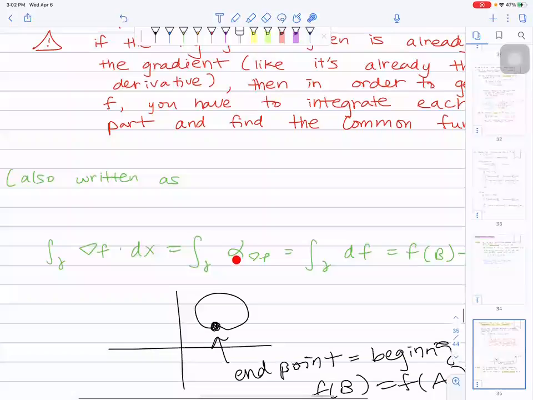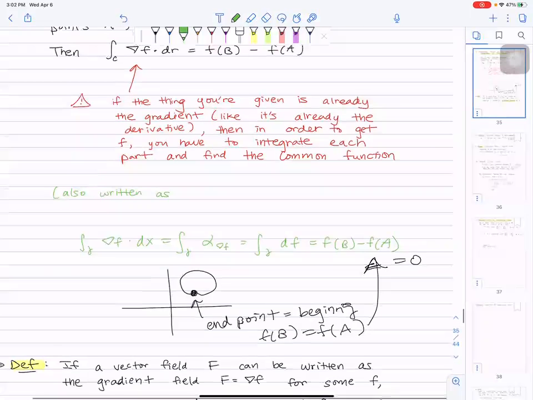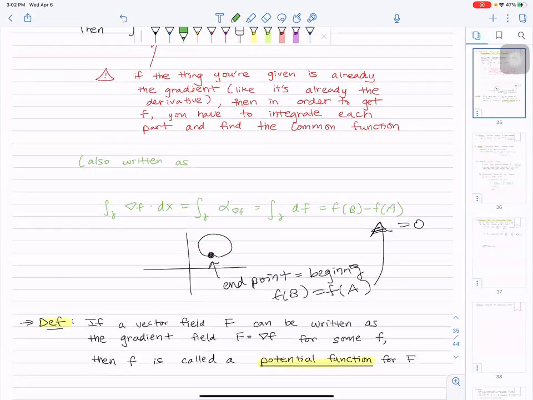This is alpha with a subscript gradient. This is triangle f. Alpha gradient f. So the independence of path theorem is always 0? Not necessarily. This is only 0 because it starts and ends at the same point. But otherwise, if you had something like this curve, you can still use independence of path theorem. It would just be f at this point minus f at this point.